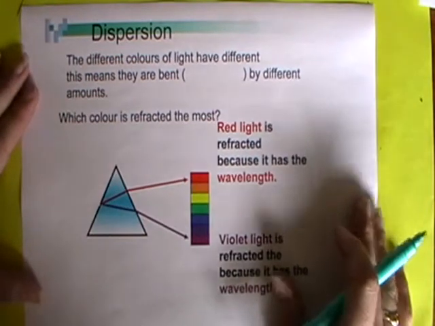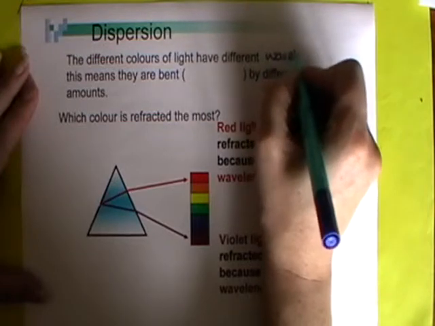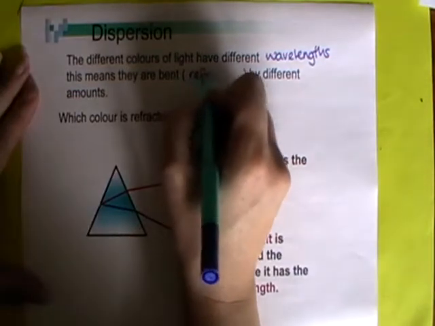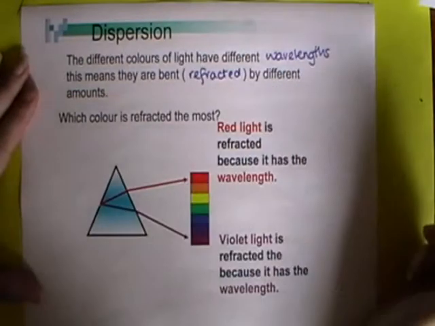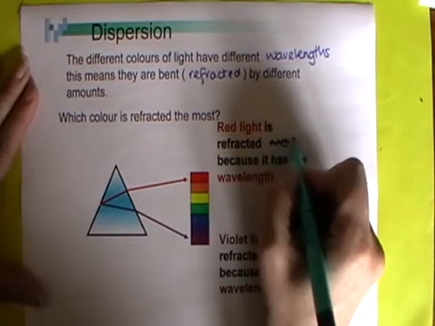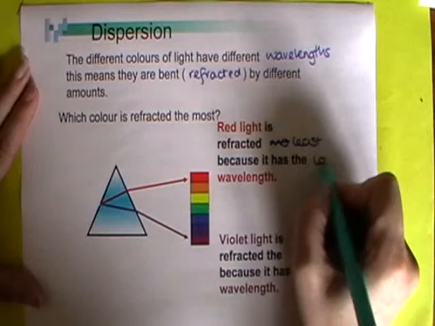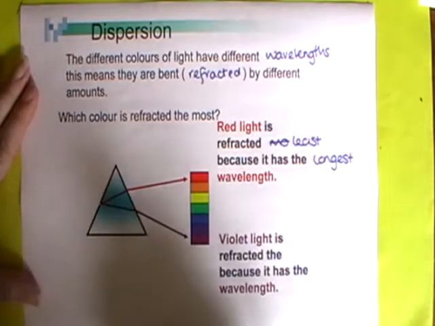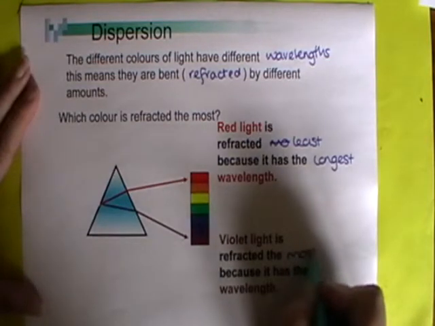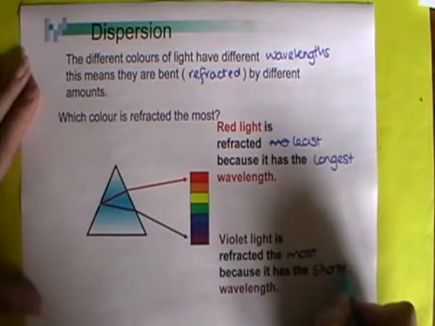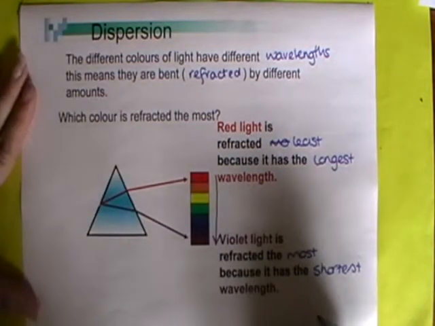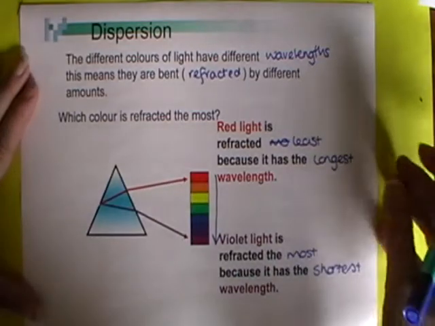The different colours of light have different wavelengths, as we saw in the previous slide. This means they are bent or refracted by different amounts. Which colour is refracted the most? Red light is refracted least because it has the longest wavelength. And violet light, at the very bottom of the spectrum, is refracted the most because it has the shortest wavelength. And you must learn that range of colours in the order, starting with red refracted the least.